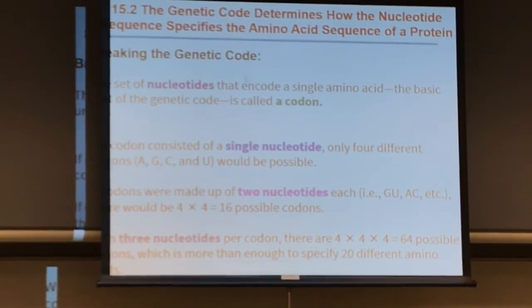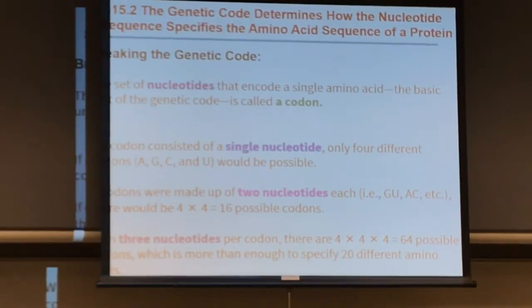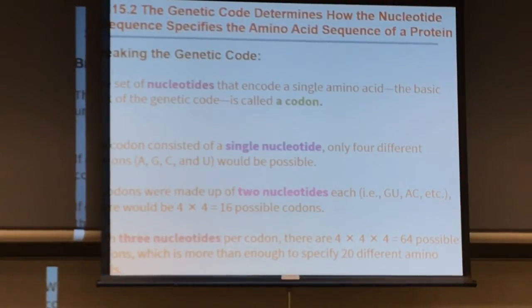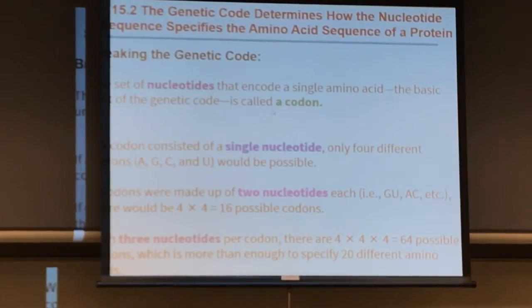Now breaking the genetic code. So now, how did they really find out that the nucleotides in an RNA are being translated into proteins? How does this happen? So we know that the set of nucleotides that code for a single amino acid, the basic unit of the genetic code, is referred to as a codon. The codon has 3 nucleotides.